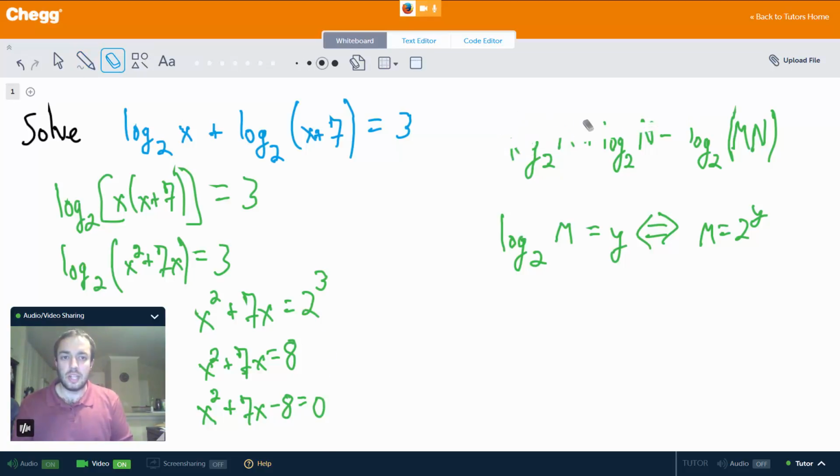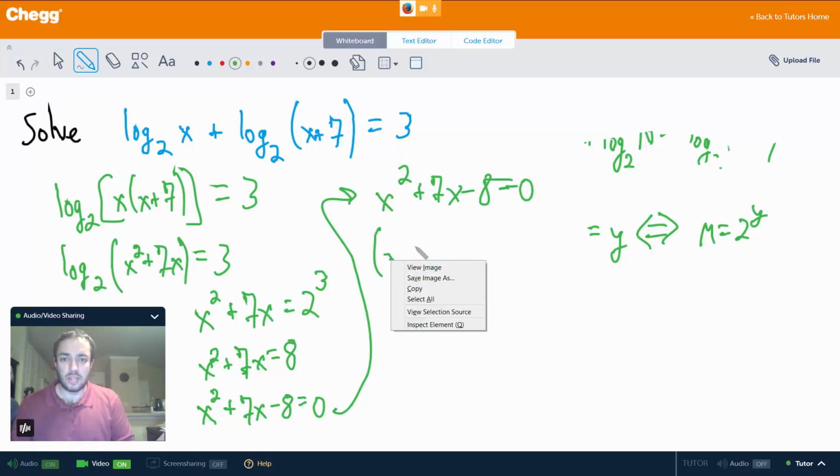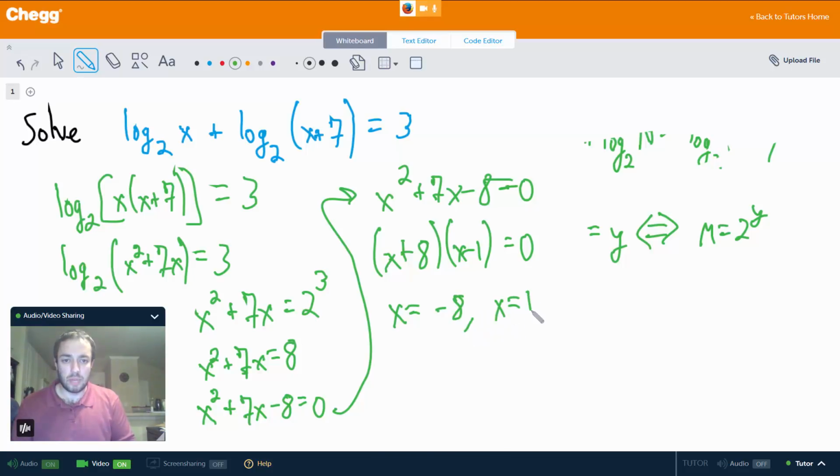Now this is really nice because this equation can actually be factored, and that's really good news for us because that's going to simplify things quite a bit. So let's go ahead and come back up here. I'll just rewrite that real quick. I have x squared plus 7x minus 8 equals 0. And we want to factor, so that's going to be factored as x plus 8 times x minus 1 equals 0. So we end up with x equals negative 8 and x equals positive 1.